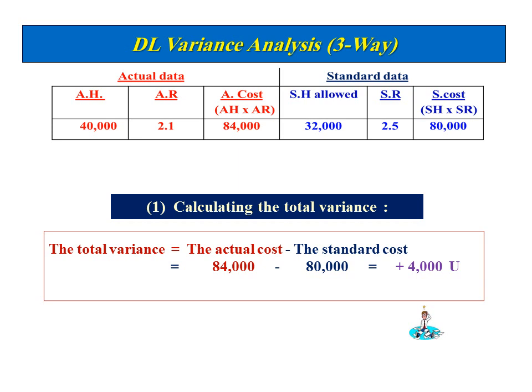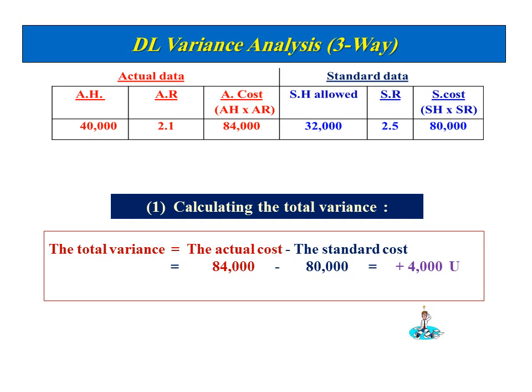The first step is to calculate the total variance. The total variance is the difference between the actual cost of direct labor, 84, and the standard cost for direct labor, 80. Actual is more than standard, so positive. Positive means unfavorable. Positive 4,000 unfavorable. This is the total variance.